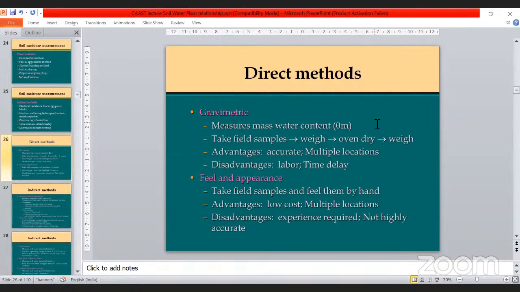Gravimetric measures mass water content. You take field samples, weigh them, and dry them overnight. Everybody is already doing the gravimetric method, getting the difference between the weight before putting it into the oven and after coming out of the oven. You take the difference in weight, and that much amount of water it holds. So that is the gravimetric method.